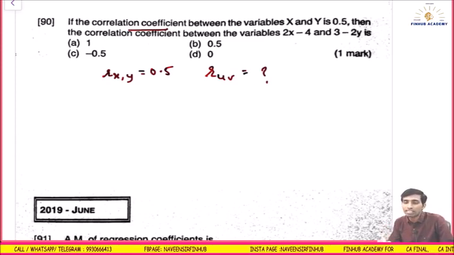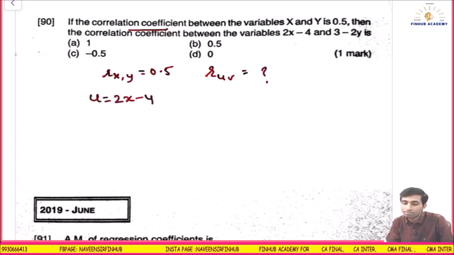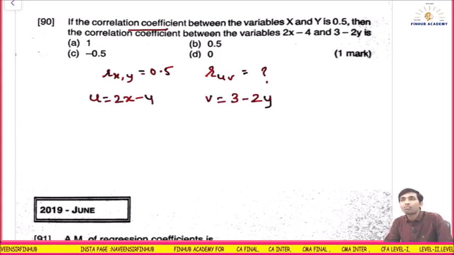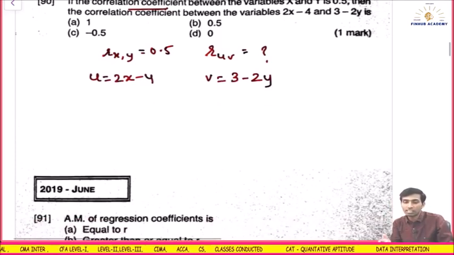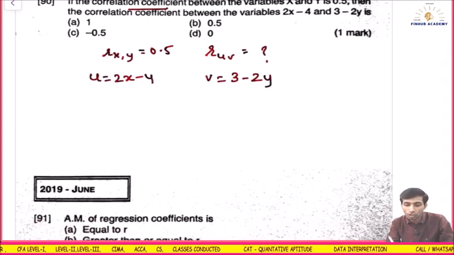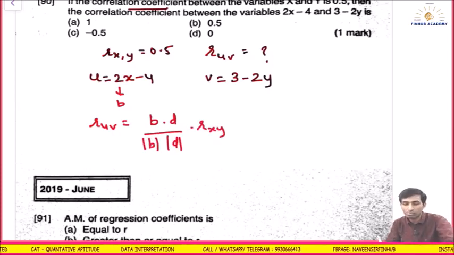So how will I find that? Let us assume this equation, u is equal to 2x minus 4 and v is equal to 3 minus 2y. Understood? So here in this equation, listen, my value of b, this I call as b. Since I know ruv is equal to b into d upon absolute value of b into absolute value of d multiplied by r xy. So what is my b? That is 2. What is my d? That is minus 2.